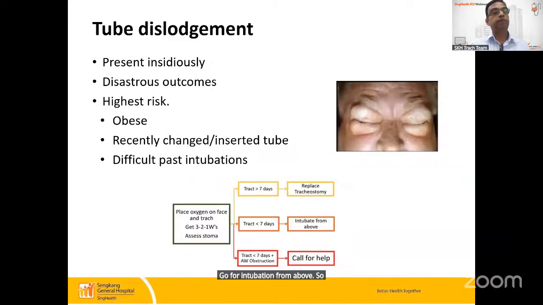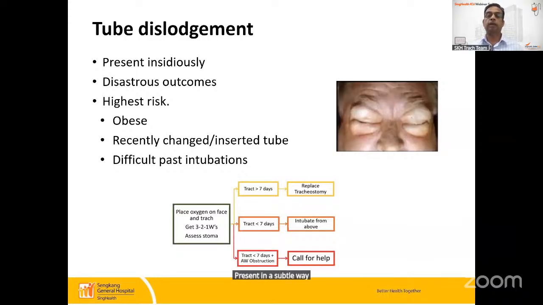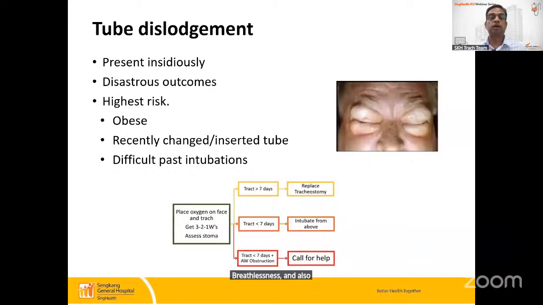So the next emergency will be tube dislodgement. These patients may present in a subtle way, as the tube may still have a connection with the airway, but they may be misplaced in a different fascia, for example. So you can see patients presenting with breathlessness and also subcutaneous emphysema, like you see in the picture. The outcome can be disastrous. So you need to think about this emergency when you're dealing with the tracheostomy patient.